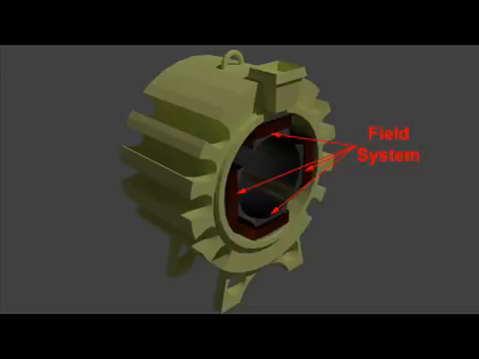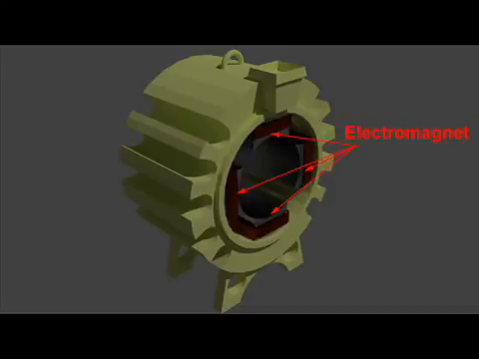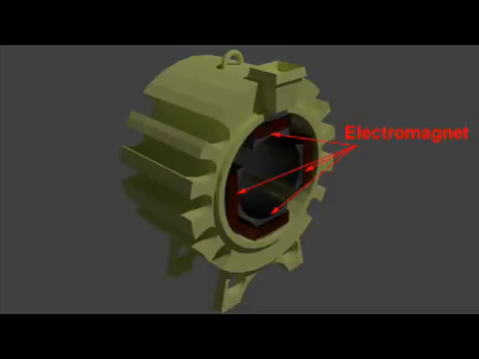The objective of a field system is to create a uniform magnetic field within which the armature rotates. This magnetic field can be created by either permanent magnet or electromagnet. Electromagnets are preferred in comparison with permanent magnets on account of their greater magnetic effects and field strength regulation, which can be achieved by controlling magnetizing current.